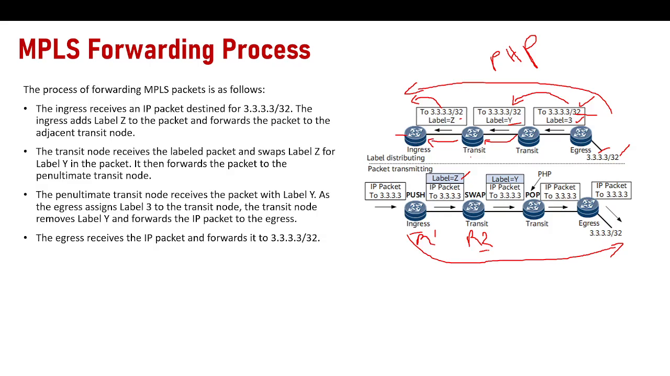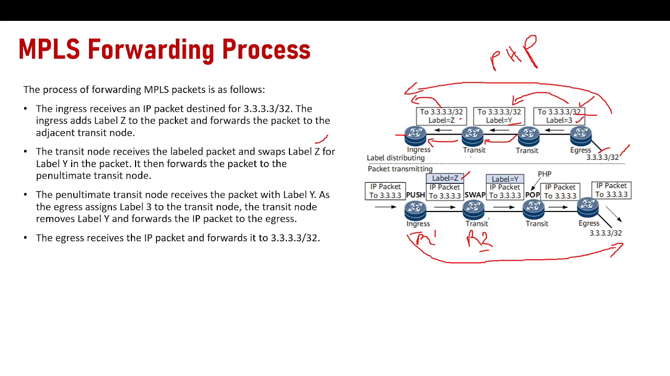So when the packet arrives on router 2, this router 2 has received a labeled packet, and that packet has label Z. And remember, this router has a mapping between the incoming label and the outgoing label. So router 2 will check, if I receive a packet coming in with label Z, I need to add label Y. So it will do a swap operation on this packet, remove label Z, add label Y.